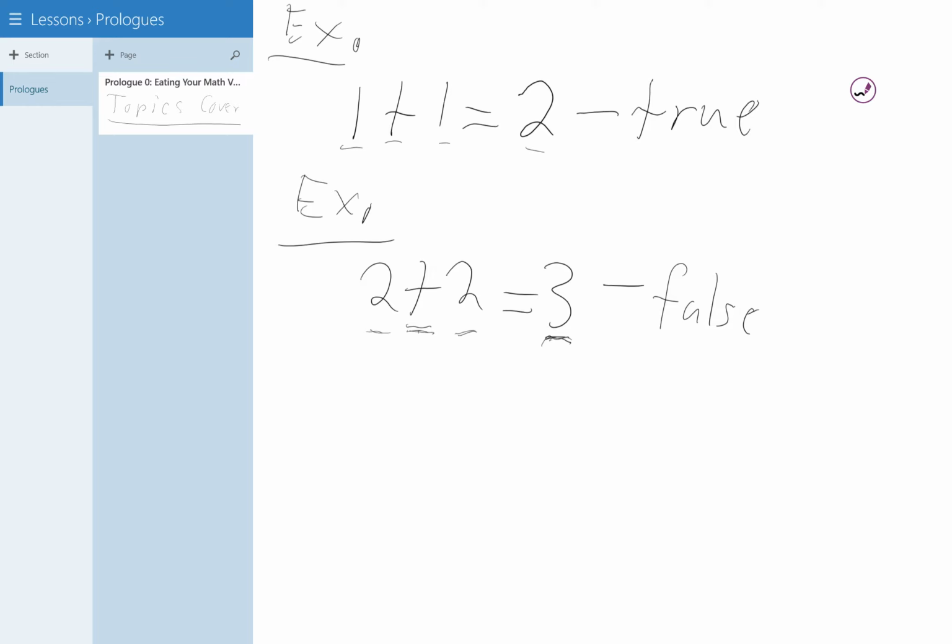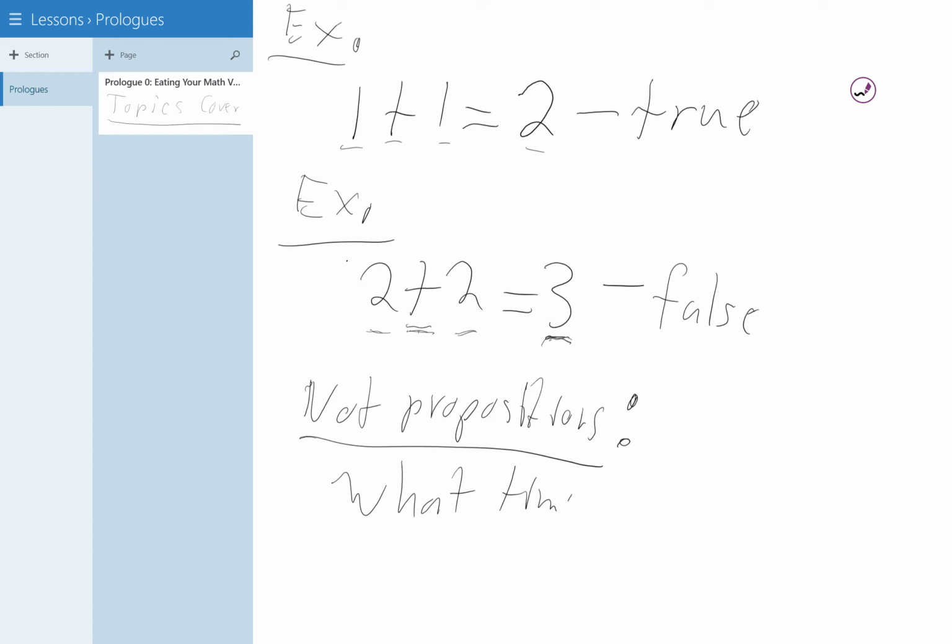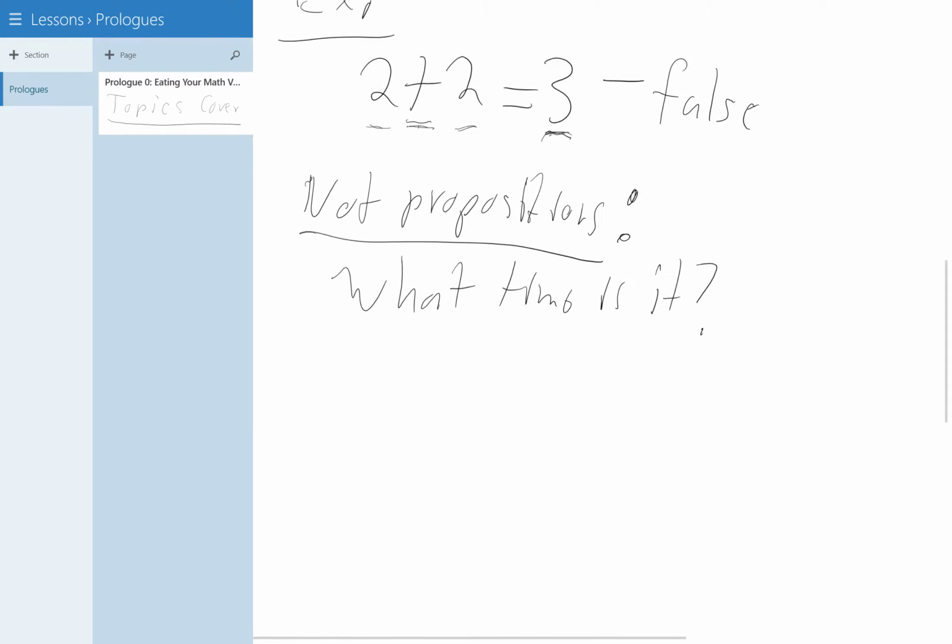Alright, so now that you've seen examples of things that are propositional statements, or propositions, what are some examples of things that are not propositions? Things like questions, right? Like, what time is it? Is this a proposition? No, because it's a question. It doesn't state a fact.